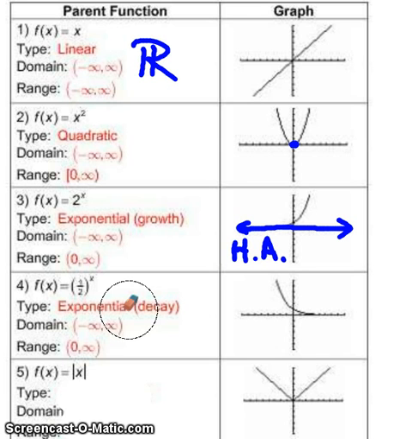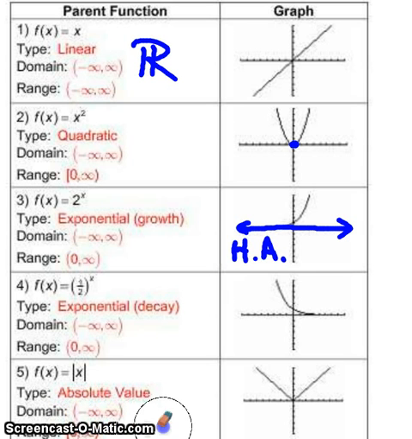Next function is f of x equals absolute value of x, and the type of function it is, indeed, absolute value, like I mentioned earlier. The domain is from negative infinity to infinity, and its range is from 0 to infinity. Notice that it has the same domain and range as the quadratic parent function, so they behave in a similar fashion.